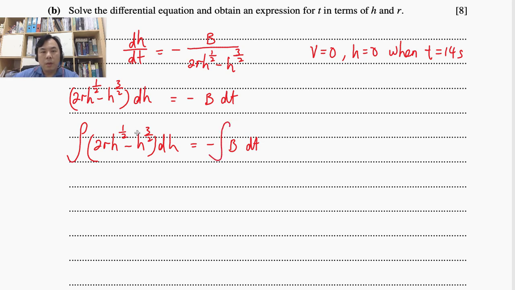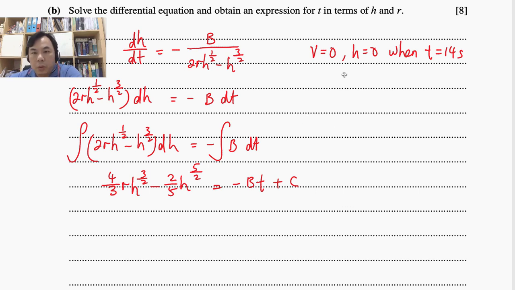Okay, so from here we have 4/3 r h^(3/2) minus 2/5 h^(5/2) is equal to negative bt plus another constant c there. R is a constant.